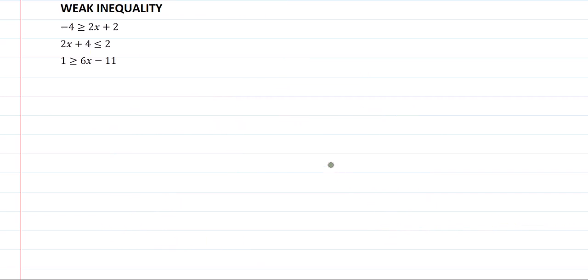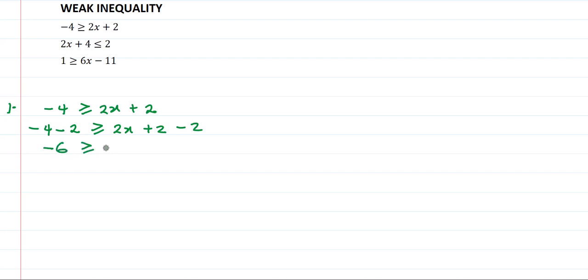So I have questions to solve on weak inequalities. Let's start from number one. For the first one, we have -4 is greater than or equal to 2x plus 2. From this point, you see that we have a positive connecting this constant and our variable. Because we have a positive, we subtract. So let's subtract 2 from both sides. That is -4 minus 2 is greater than or equal to 2x plus 2 minus 2, so that the 2's cancel out. -4 minus 2 gives us -6, then it's greater than or equal to 2x.